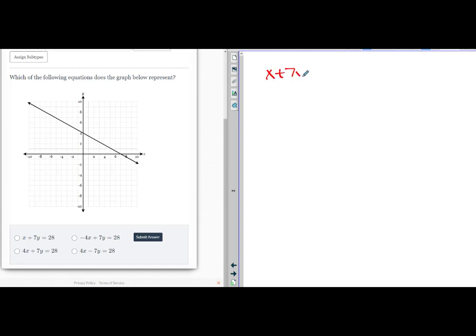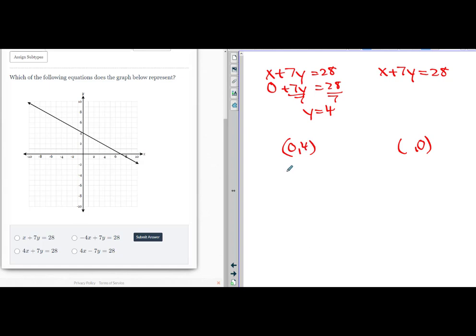So I'm going to put x plus 7y equals 28. I'm going to plug in a 0 for x for my first one, and then I plug in a 0 for y. So I would have 0 plus 7y equals 28. Divide by 7. And so y is equal to 4. Got that. I'm going to plug in a 0 here. So I've got x plus 7 parentheses 0 is equal to 28. So I've got x equals 28, which is going to give us one heck of an intercept, which is equal to 28. And I apologize for the horrible 28 there.